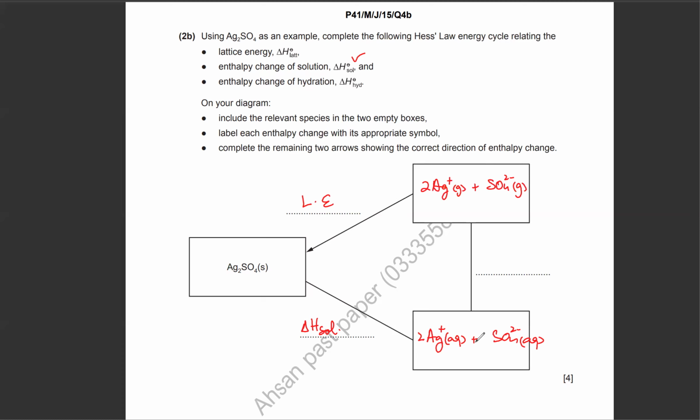And then those gaseous ions will turn into aqueous ions. And that's going to be the enthalpy change of hydration. Okay, is this clear? Yes, sir. So second, include the relevant species in the two boxes. We did that. Label each enthalpy change with its appropriate symbol. Complete the remaining two arrows. The arrow was in this direction. Okay, so that's the first part.